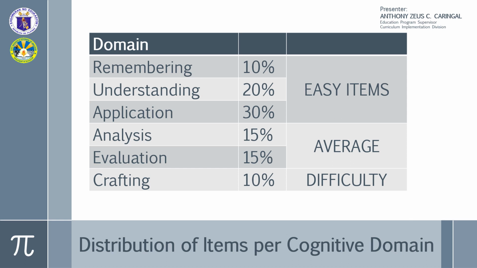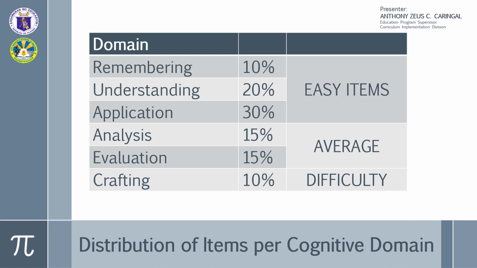So here are the domains, for the second to the last column. For remembering, understanding, and application, we consider those as easy items. For remembering, you can only have 10%. For understanding, 20%. And for application, 30%. For the average, we can have analysis and evaluation, which are equal, 15% and 15%. So 30% for the average.